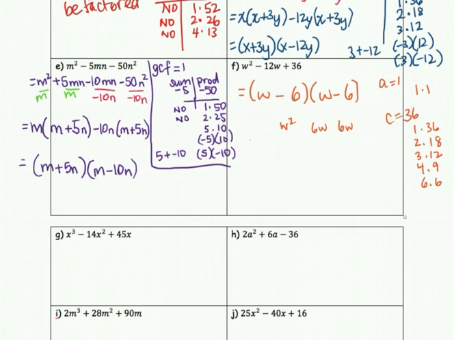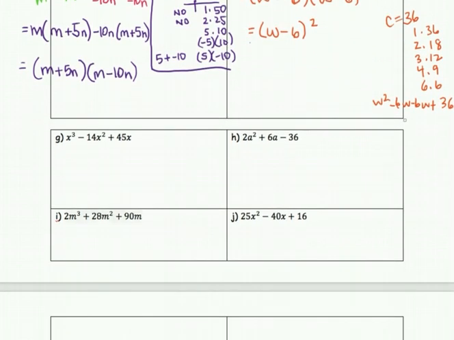Again, this work step, you should be doing it over here, in your head. W squared, 6W, 6W, and 36. Yeah, that works. So I need to make both of these negative in order to get a positive 36. All right, and then this one ended up with the same factors, so you can write it as W minus 6 squared.